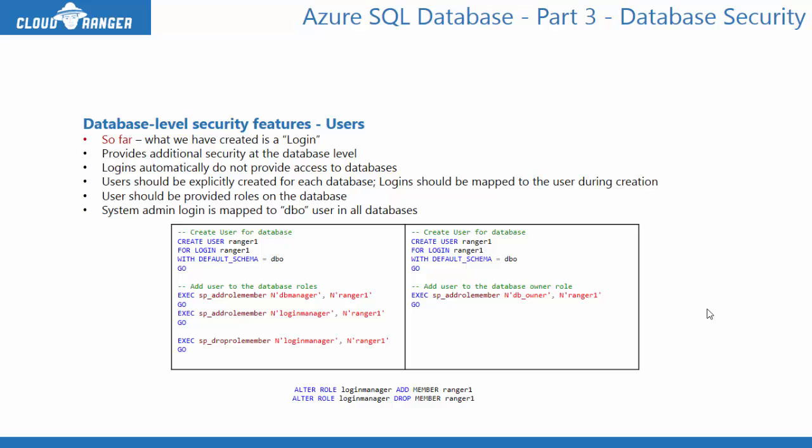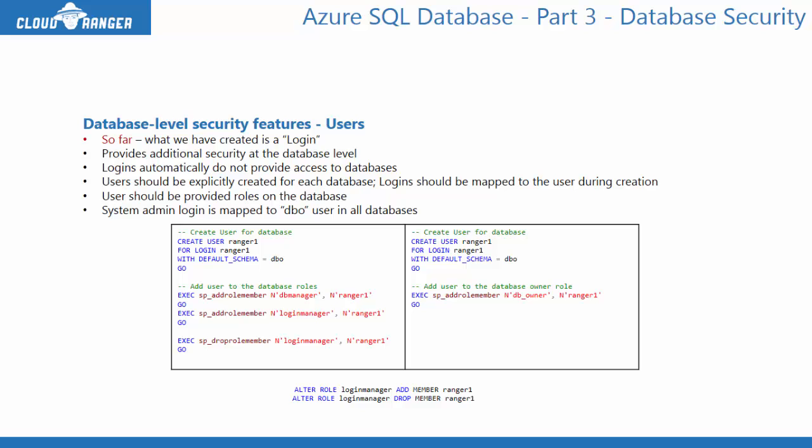Remember that, because there are huge differences between those two things when you come to Azure SQL. And this is where it gets a little tricky between your on-premise SQL Server and Azure SQL Server. So what do users do as a database level security feature? It provides additional security at the database level. Just remember it as that for now.